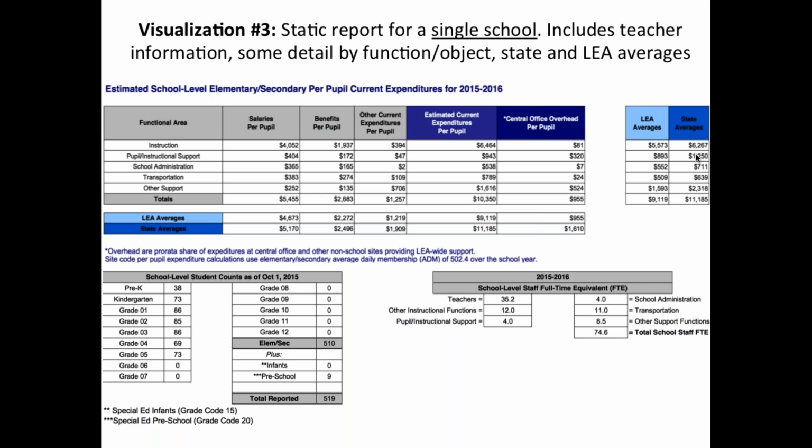But for 10 and 11, we don't have that information because, again, there are no student outcomes data as part of this visualization. Any questions or comments on that?